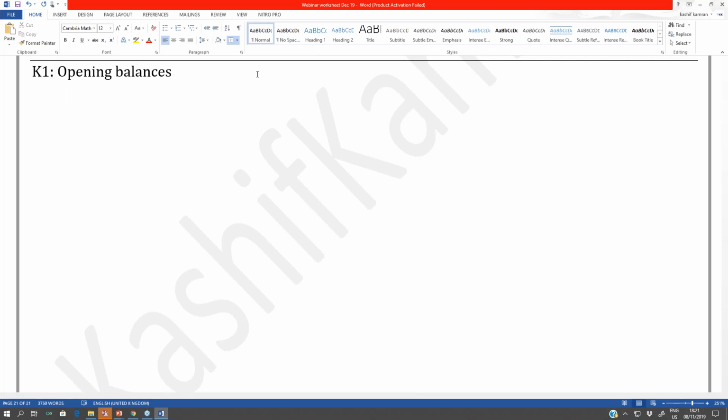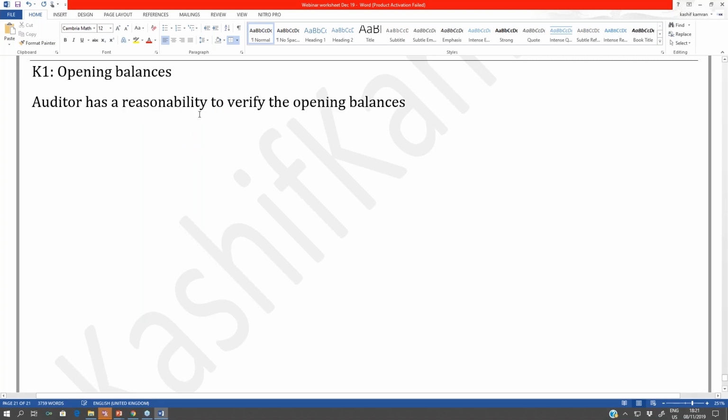Now we know that as an auditor, the auditor has a responsibility to verify the opening balances. The auditor has a responsibility to verify the opening balances in two situations.